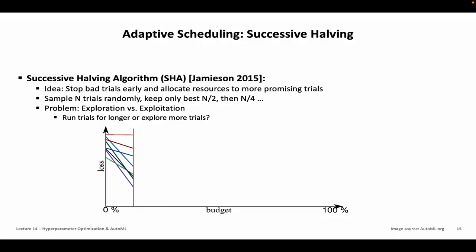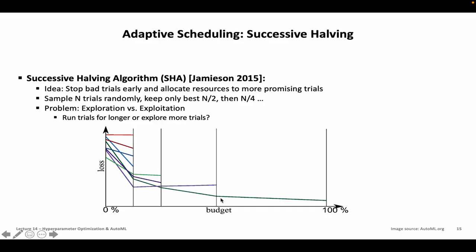We terminate then the worst 50% of trials and continue training only with the better half. Then we train for some more epochs and repeat this process again. What then happens is that in the end, we will hopefully end up with just one single trial that has the lowest loss. So in this figure, that would be the dark green line here.